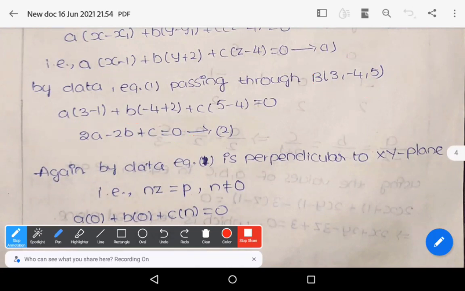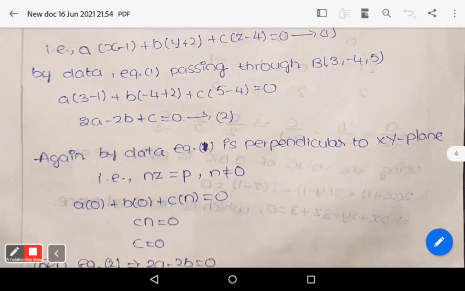Also by data, equation 1 is perpendicular to the xy plane. What is the equation of the xy plane? Nz = p. It means equation 1 is perpendicular to Nz = p.